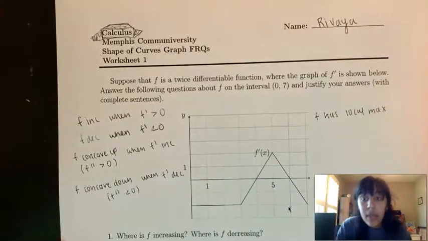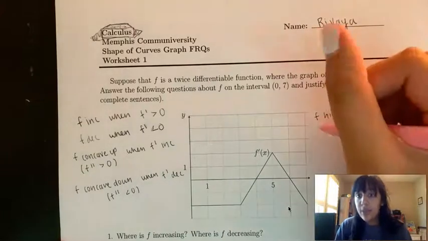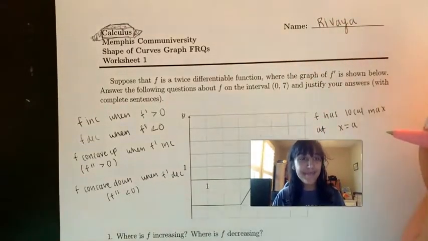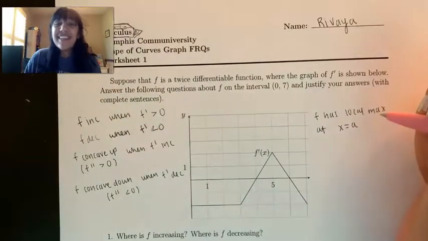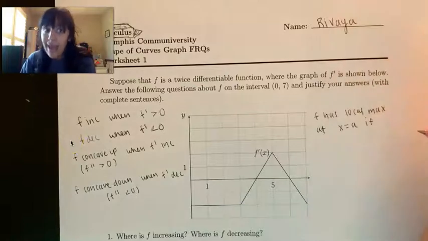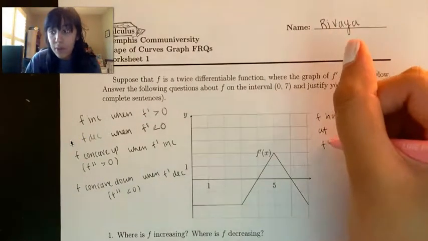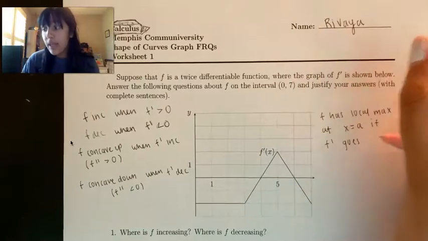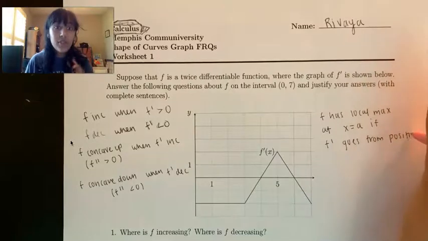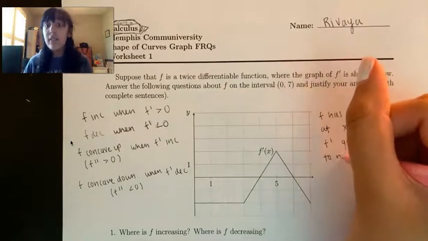So now we're going to talk about local max and local min, and I'm just going to move over so y'all can see it. Okay, so f has a local max at x equals a if f prime goes from positive to negative at x equals a. So it's going to have a local max whenever f prime switches from positive to negative.